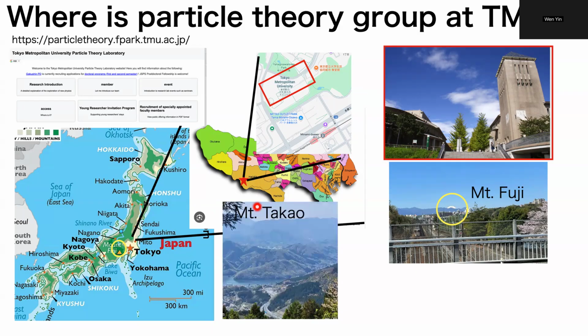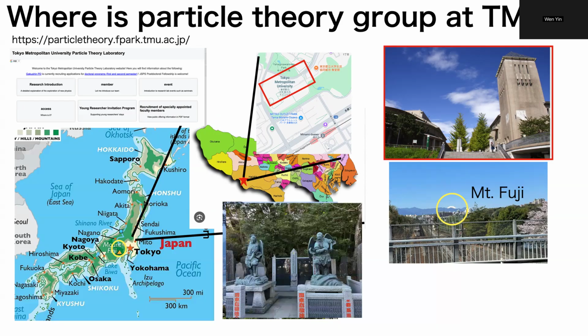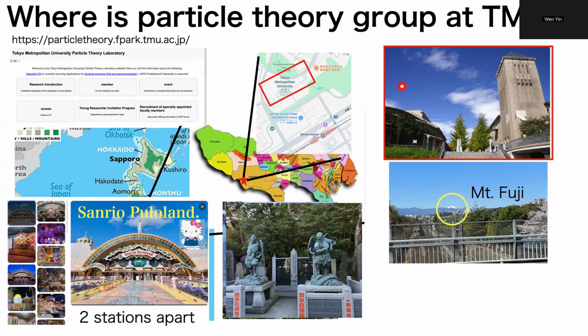There is also a famous mountain called Mount Takao, which is famous for hiking. I remember it's maybe 30 minutes to 1 hour by train. If you climb up the mountain, you will find an interesting temple for Tengu, which is a legendary devil in Japan. It's a little bit scary, but if you go in the other direction, just two stations away, maybe 10 minutes from our university, you can find Sanrio Puroland. There is a cute Hello Kitty, maybe this angel. So we are in between the angel and the devil.